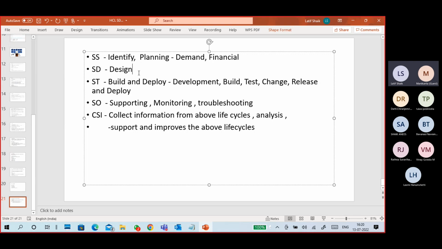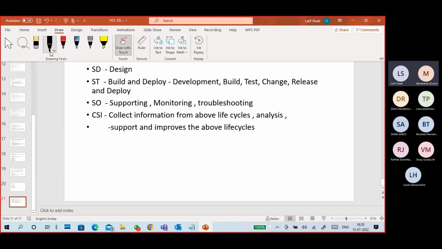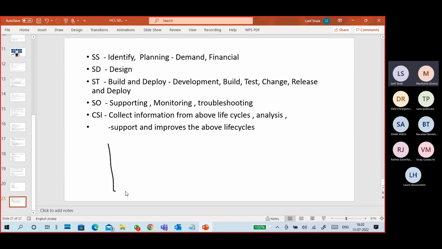For example, I'm taking a building, guys. I want to construct a building. Here's the example. Identification: I want to build a business building. What is my demand for it? What is my budget for it? What is the planning required? How to build it, what the things and requirements are, all come under planning. So service strategy is completed.